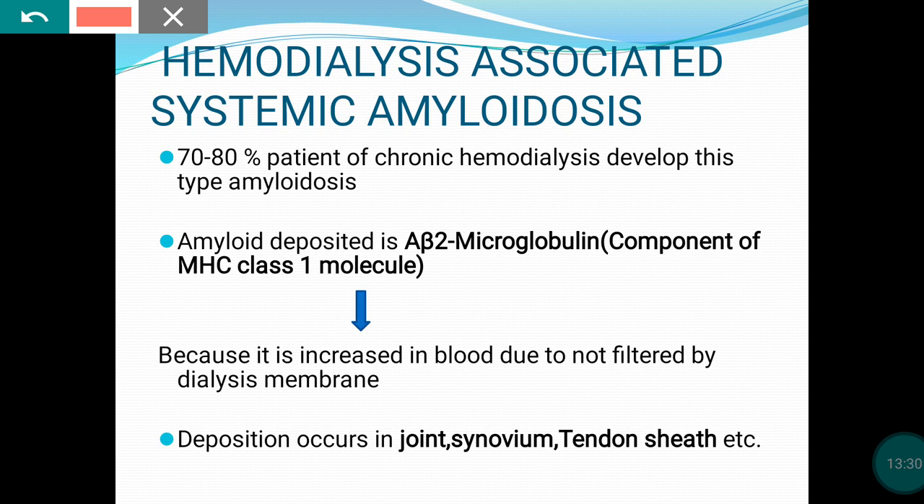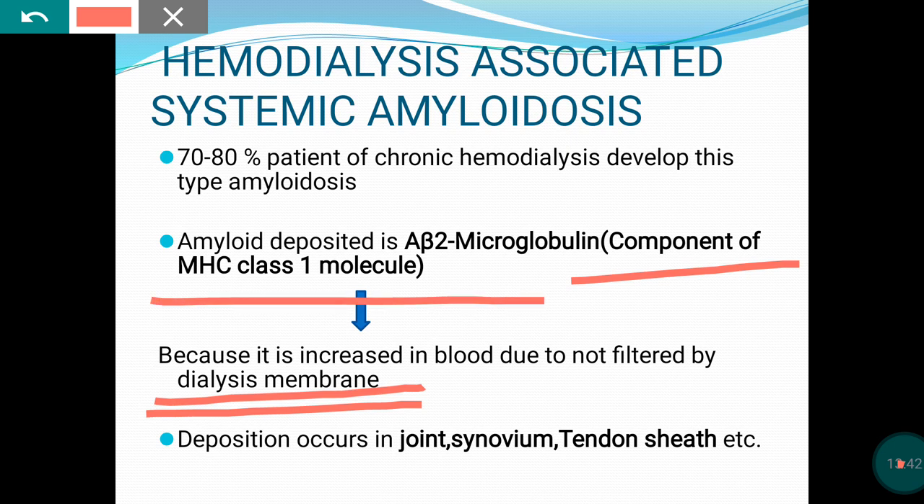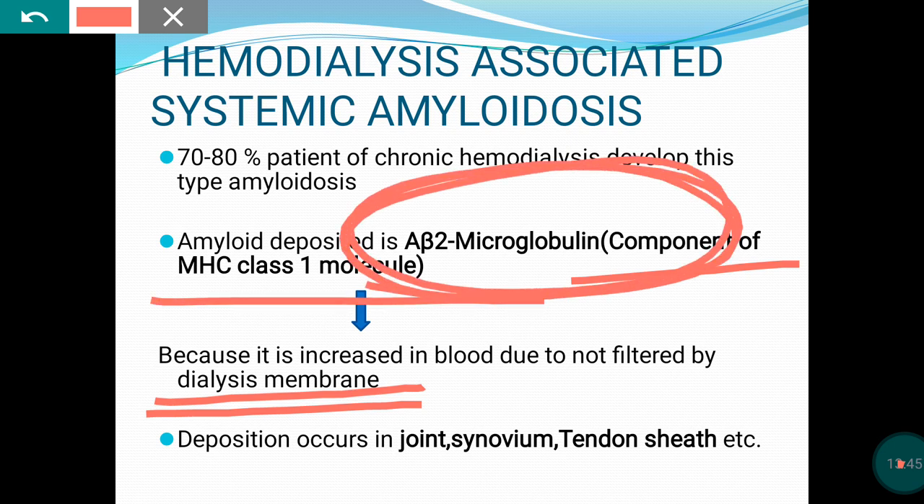Usually these waste products are filtered by the membrane, but this dialysis membrane cannot filter one important substance, that is a component of the MHC class 1 molecule, the beta 2 microglobulin. Beta 2 microglobulin cannot be filtered, so it will get accumulated extracellularly and lead to amyloidosis. That is called hemodialysis associated systemic amyloidosis.